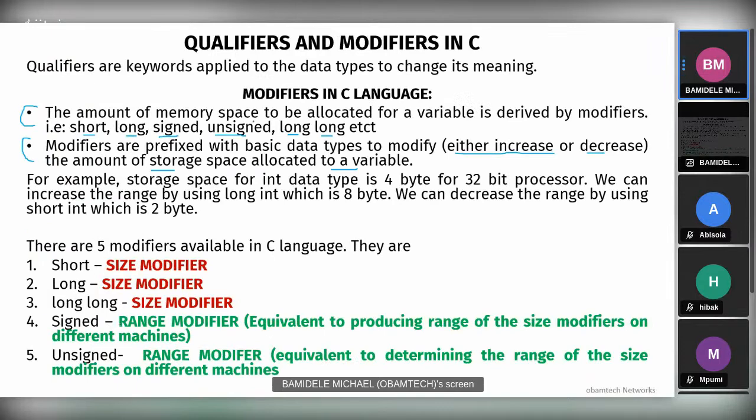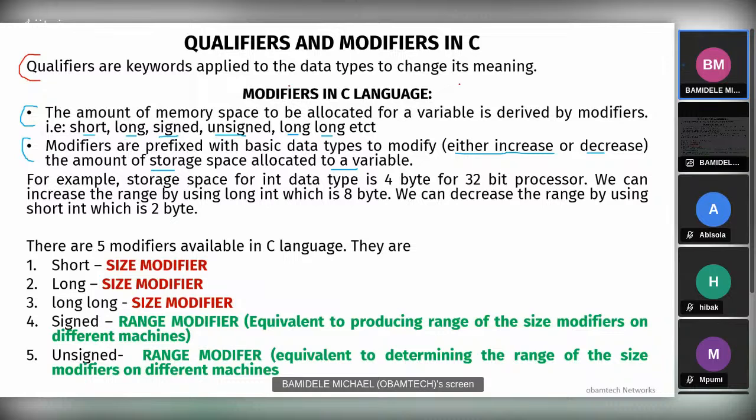Now, the next thing we have here is qualifiers and modifiers in C. This is just to understand that the amount of space that a particular data type is going to occupy in memory is dependent on its qualifier, or the kind of modifier attached to it. So what do we mean by qualifier or modifier? Qualifiers are keywords that are applied to the data types in order to change its meaning or property.